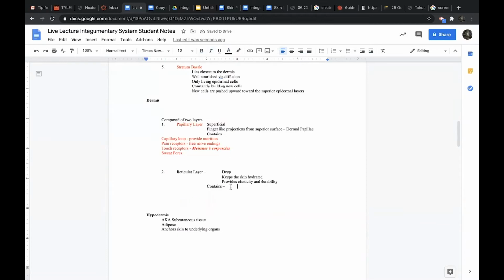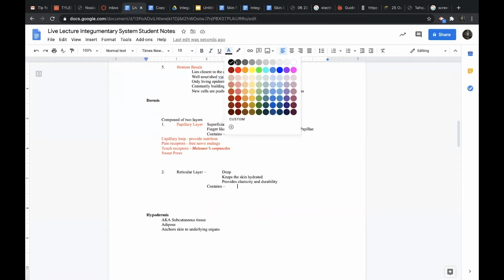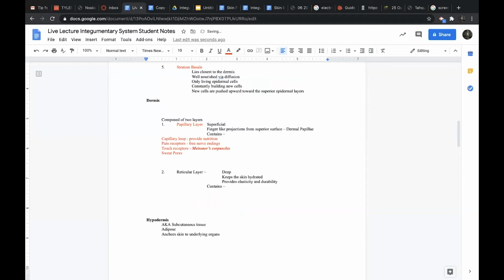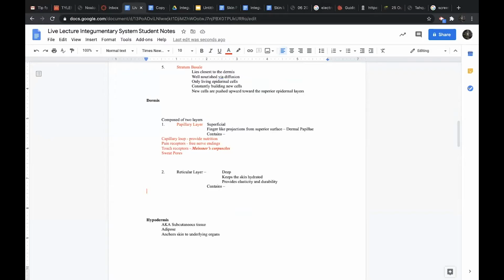All right, the reticular layer, the next layer down. Here are some things that are inside the reticular layer. It keeps the skin hydrated and it provides elasticity and durability, so that's why your skin can stretch and move and do all of the things that it needs to do. In the reticular layer are blood vessels, sweat glands, oil glands.